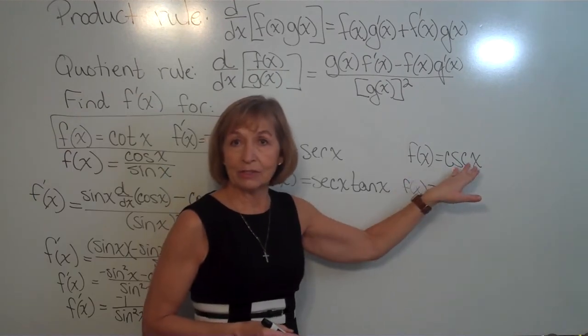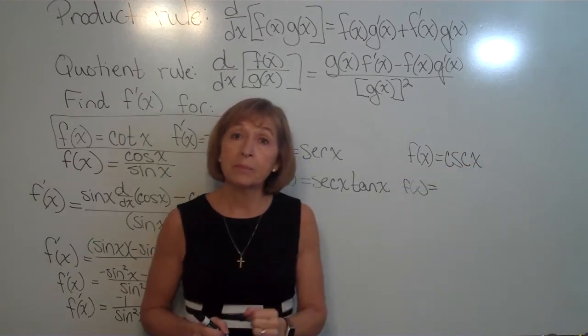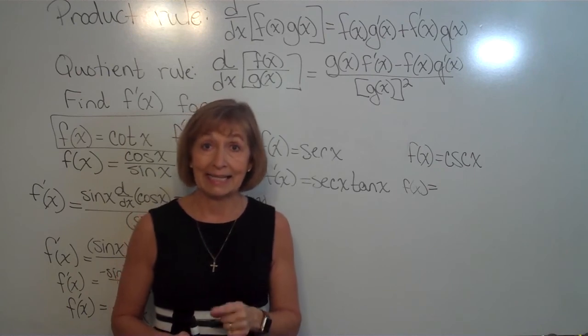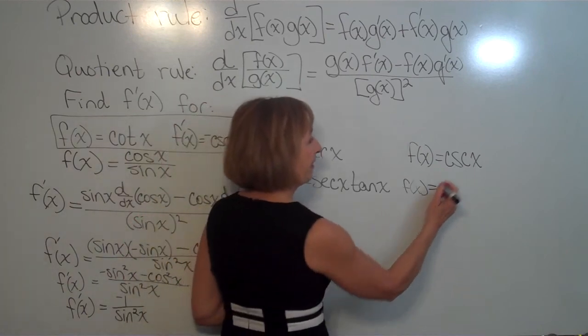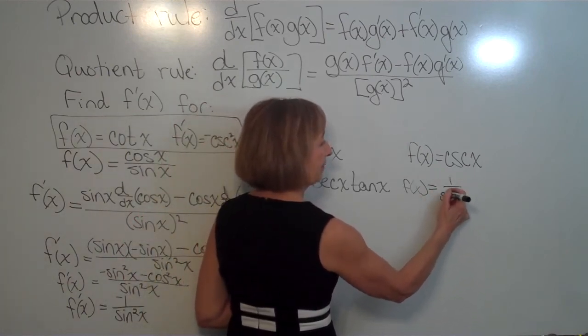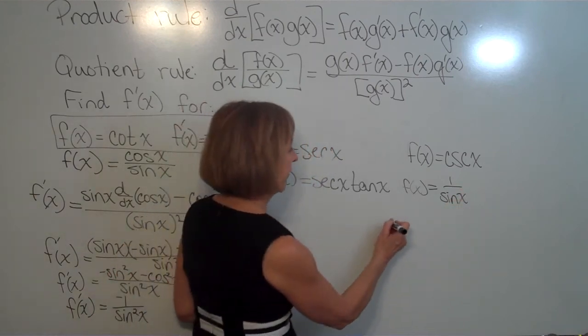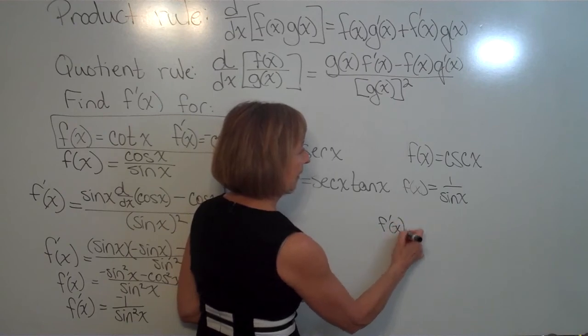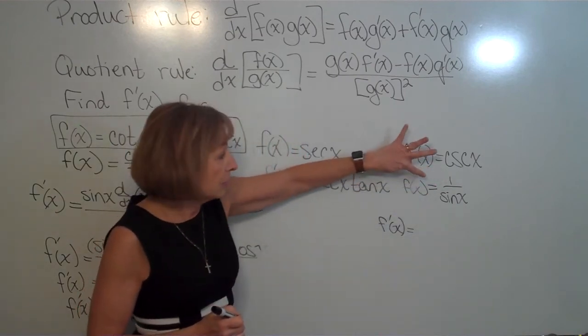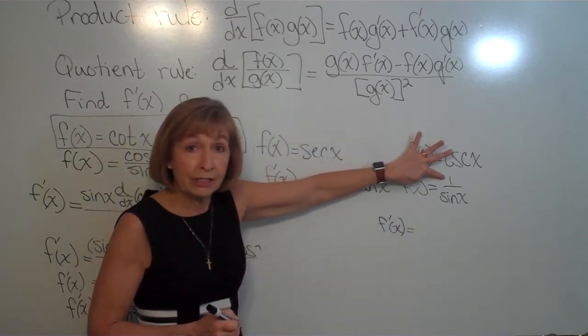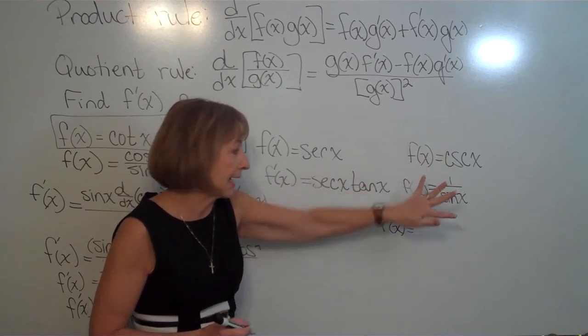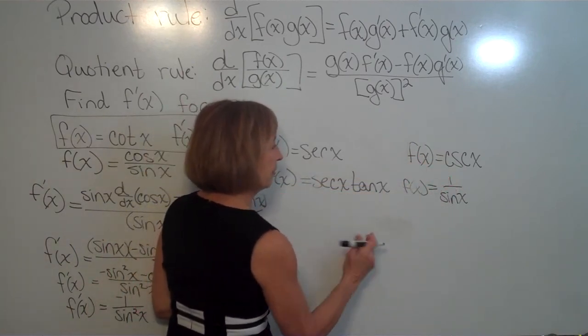f of x is equal to cosecant of x. Well, the reciprocal of cosecant of x is sine x. So we're going to write this as f of x is equal to 1 over sine x. So now when I take the derivative, f prime of x, I want to think of this as a quotient. So my high function is 1 and the low function is sine x. I'm actually going to move that over just a little bit further.